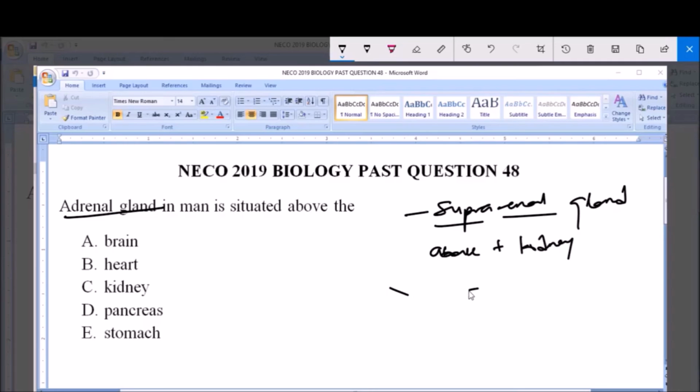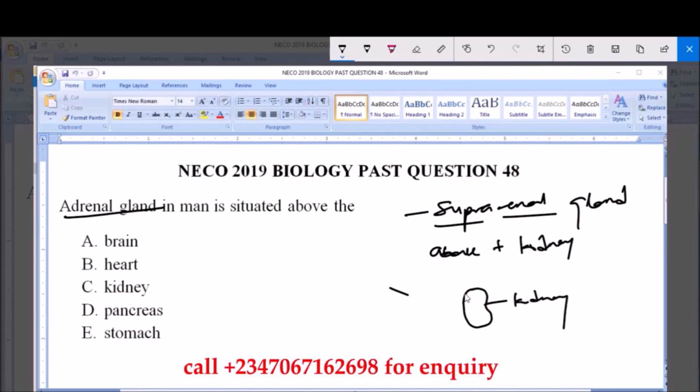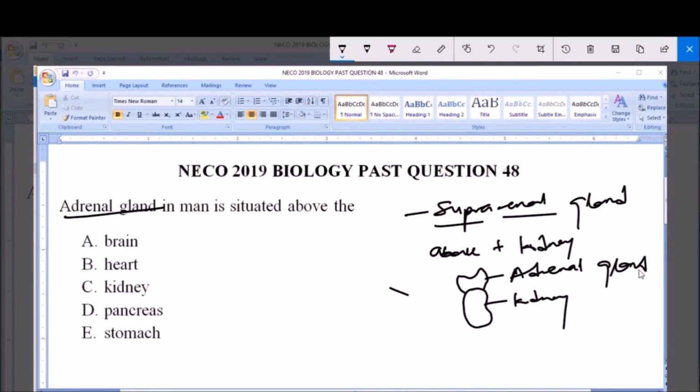Now it is represented this way. Let's take for instance, we have the kidney. This is the kidney. Then we have the suprarenal gland or the adrenal gland on the kidney like this. Now this is the adrenal gland. So in man, the adrenal gland is located above the kidney, and that is option C, above the kidney.